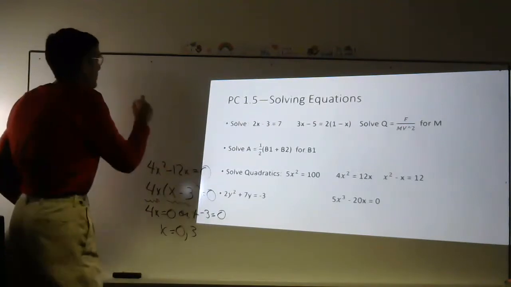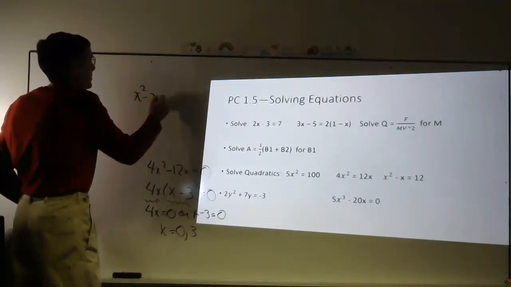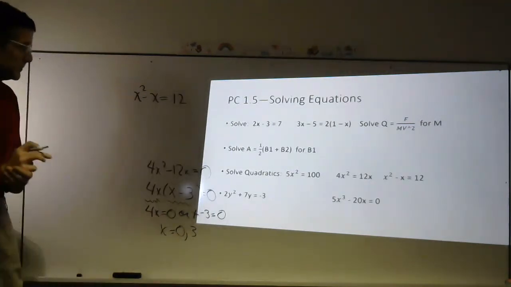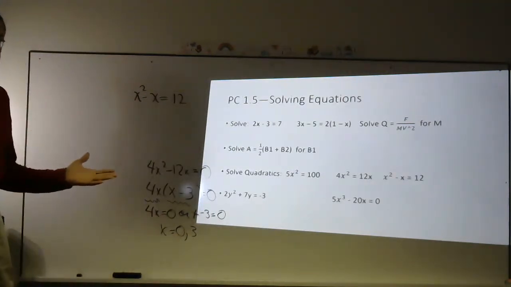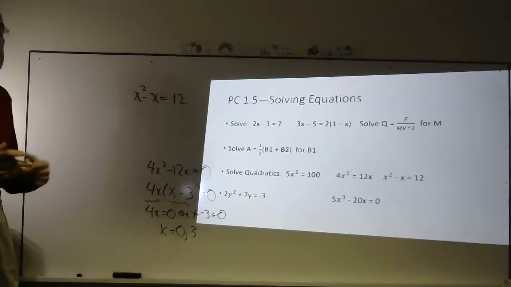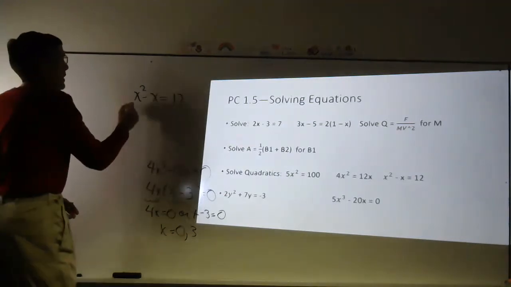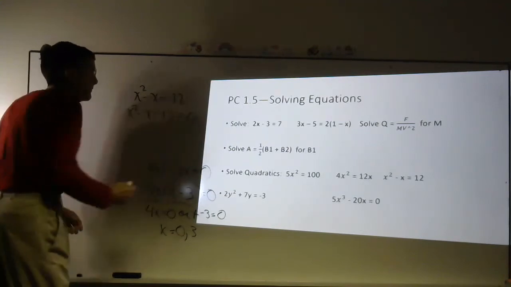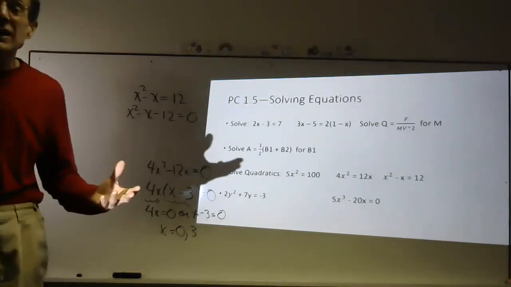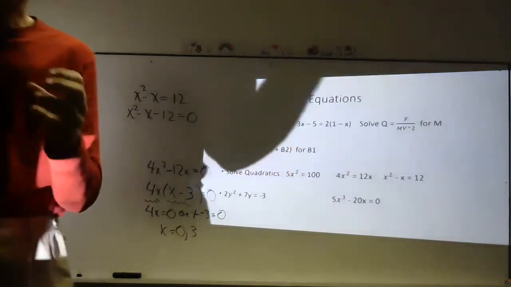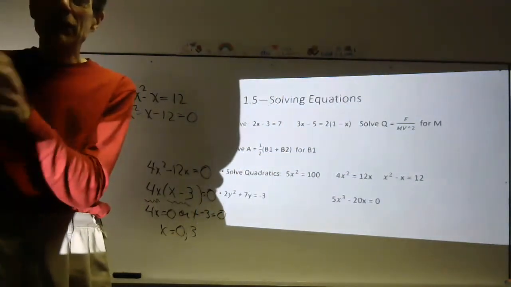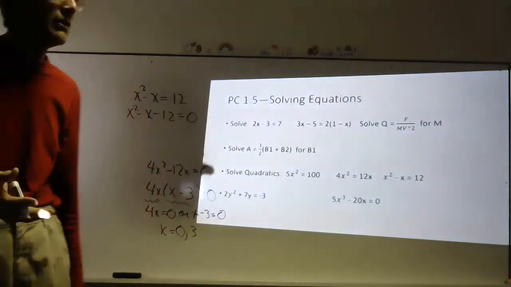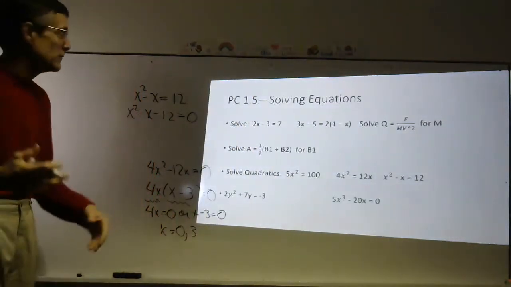How about the next one? x squared minus x equals 12. Got an x term. You can't use square roots. Get everything on one side. Let's subtract 12 and have 0. And that's why you want to get 0 on one side. Because if you factor it, you're going to have things multiplying together, giving you 0, and you know that one of them has to be 0. So there's a method to my madness here, folks.